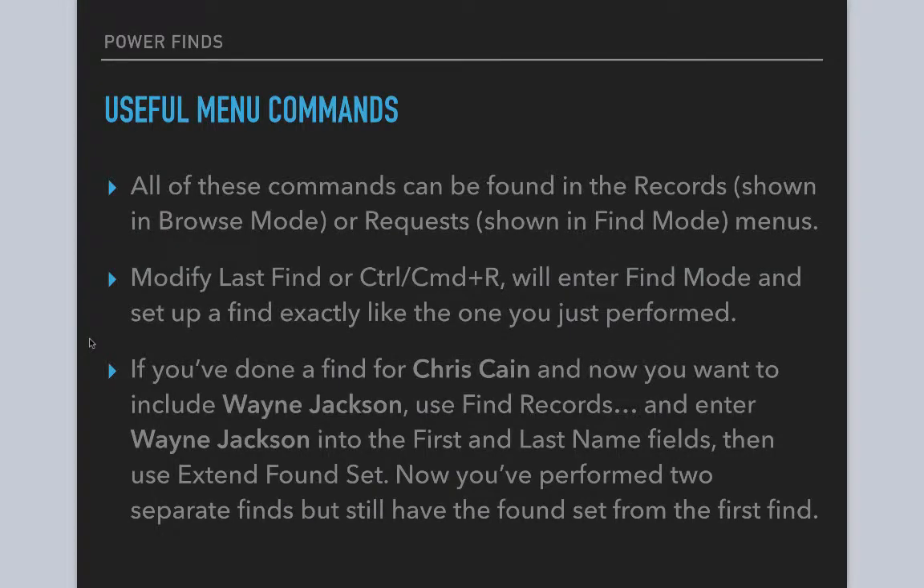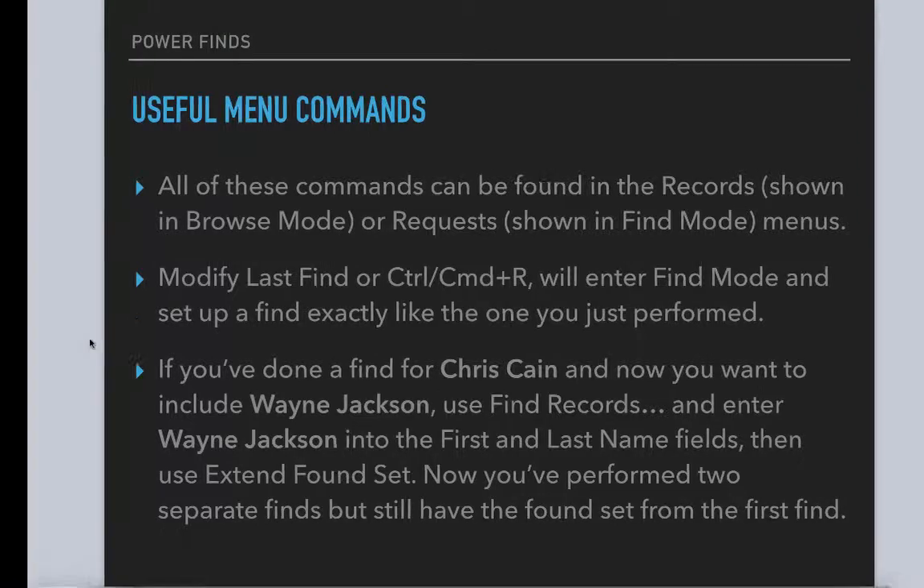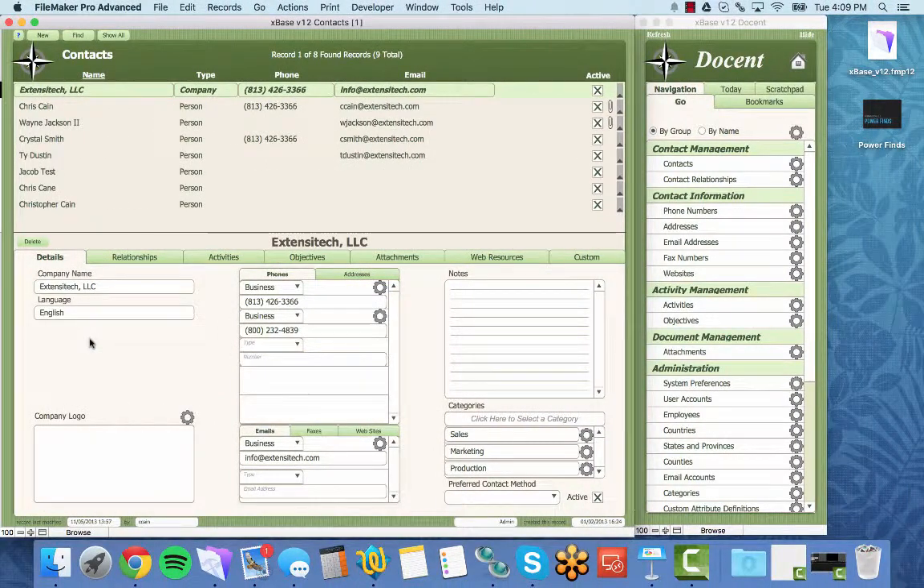So some useful menu commands. All the commands I've talked about so far and the ones I'm about to talk about can be found in the records menu, which is shown in browse mode, or the requests menu, which is shown in find mode. Modify last find is the first one we're going to talk about, and that's control or command R, and that will enter find mode and set up the find that you just did, the last find you performed pretty much.